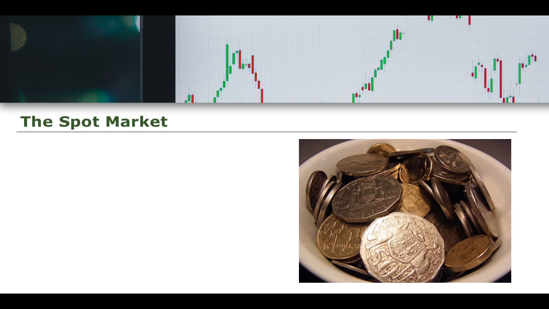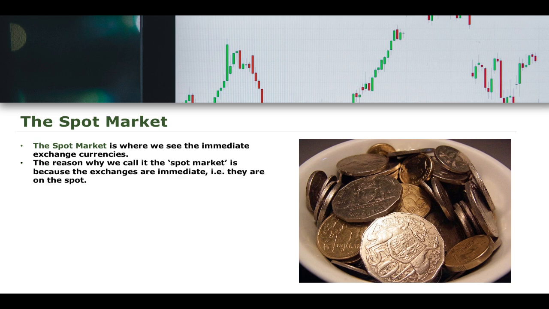So some of these involve concepts, like I said, that we're going to be examining in more detail. But for now, let's just think about the spot market. What is a spot exchange market? Well, this is where we see the immediate exchange of currencies. As you might have already realized by thinking about the actual word itself, the reason why it's called a spot market is because the exchanges are made on the spot. They are made immediately. So that's why we call it a spot market.